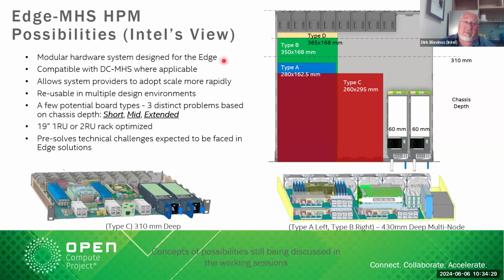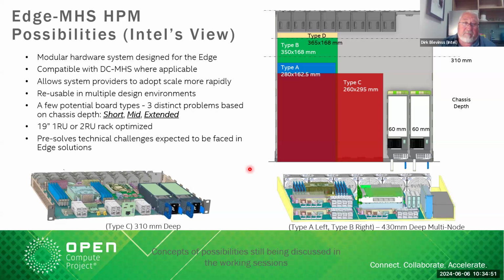With that said, we want to be able to leverage essentially a hardware system for the edge. We want to have compatibility with DC-MHS where possible. And we want to be able to design into different environments, be it a pole mount environment, a traditional telecom environment, all the way into rail equipment, very industrial computers, PCs, and manufacturing environments. We want to have that capability.